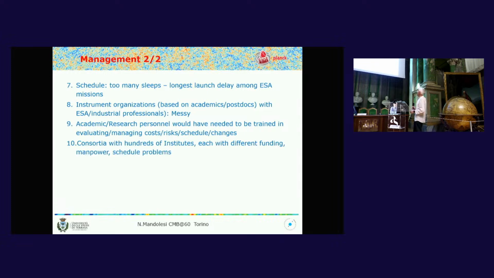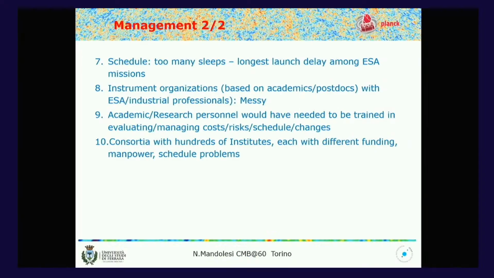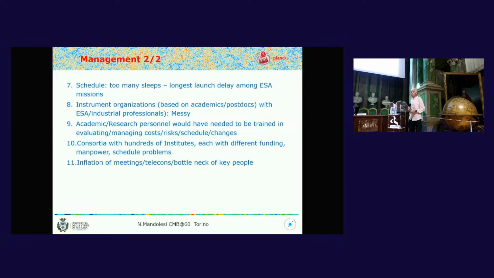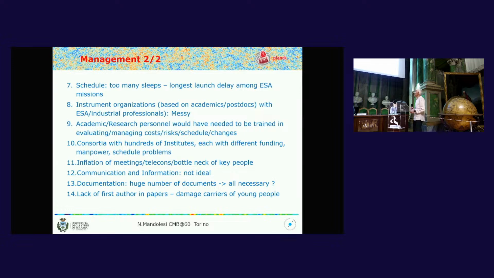Consortia with institutes, each with different funding, manpower, schedule problems. Inflation of meetings and telecoms, a bottleneck of 80 people, too many telephone calls, too many meetings. Communication and information not ideal, could be improved. Documentation used a huge number of documents, all necessary. I don't know, probably yes, but I don't know.